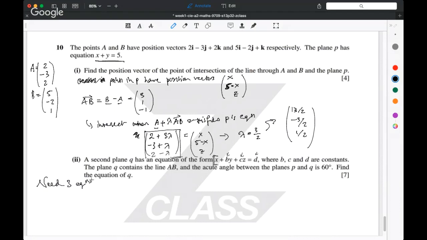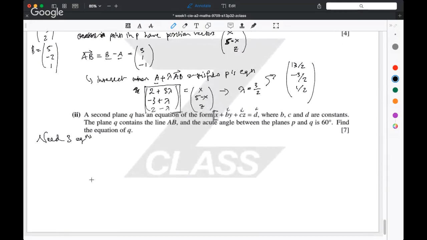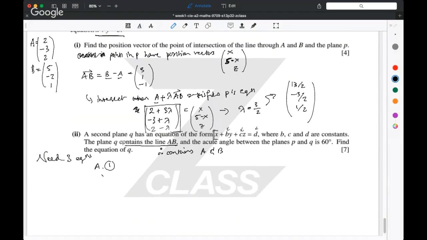3 equations. Well, what do we know about this plane? Firstly, we know that it contains the line AB. Therefore, the plane contains A and B, right? Makes sense. So therefore, A and B both satisfy this equation. So for A, I plug in the coordinates of the point A, and I get that 2 minus 3y plus 2z is equal to D.